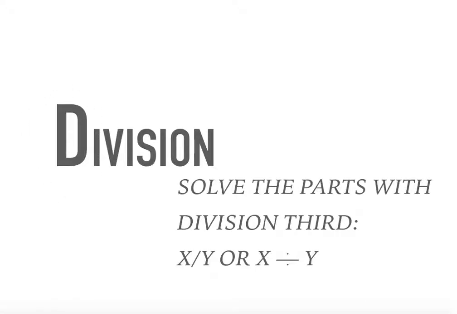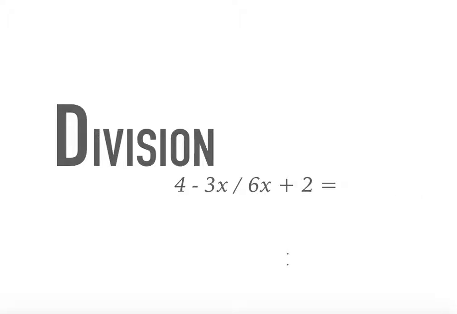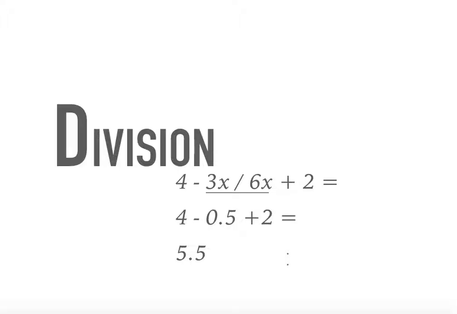Next in BEDMAS we have D, which stands for division. So we solve for the parts with the division third, which can look like a backslash or a line with two dots, one above and one below. So here we can see an example of us using division.